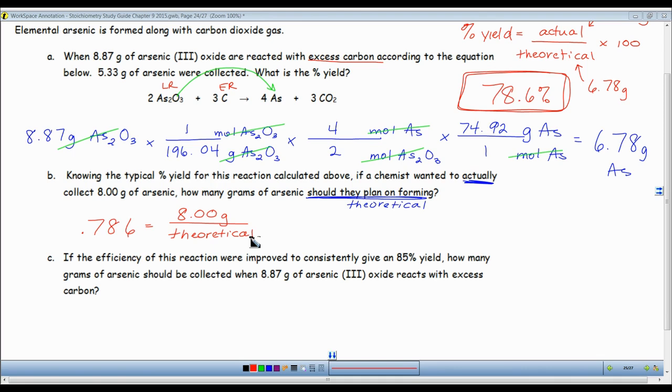So I'm going to cross multiply these guys and then set that equal to 8. So in my math, it's going to look kind of like 0.786 times the theoretical equals 8. And now I'm going to divide both sides by 0.786, and that'll give me the theoretical. The theoretical is 10.2.